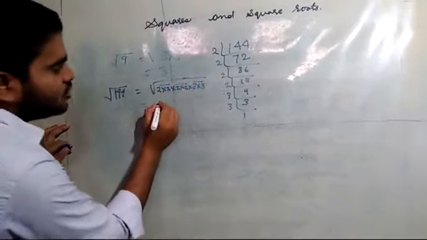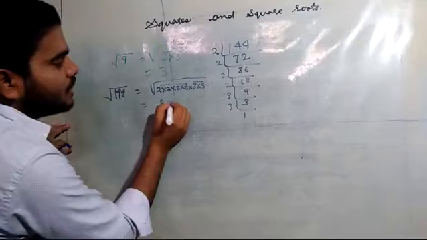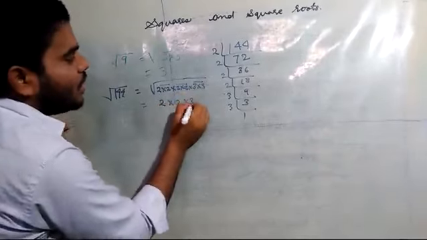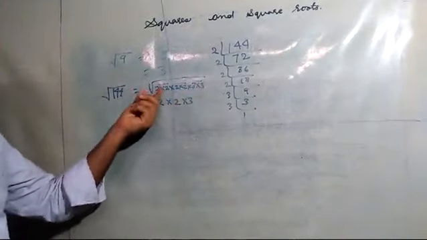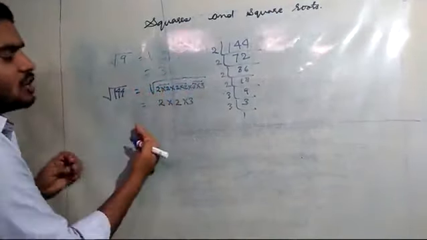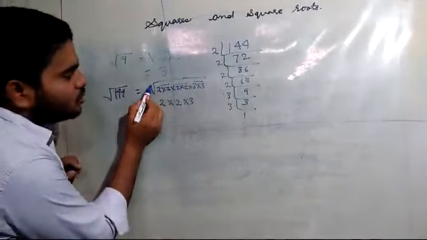Now for this grouping you will write one time, only one time, then again one time, again one time. When you are making the group of two same numbers, and you are writing it outside one time, then there is no need to put this square root.